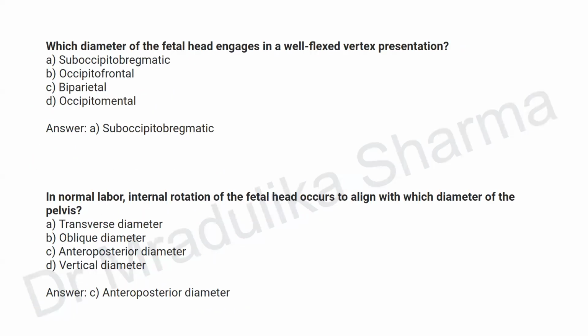Now, which diameter of the fetal head engages in a well-flexed vertex presentation? It is the suboccipitobregmatic. In normal labor, internal rotation of the fetal head occurs to align with which diameter of the pelvis? It is the AP diameter. Because the AP diameter is the largest diameter of the outlet, so it has to come in AP diameter to come out of the pelvis.